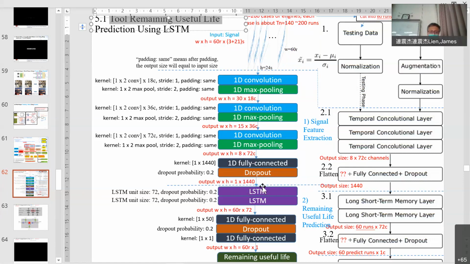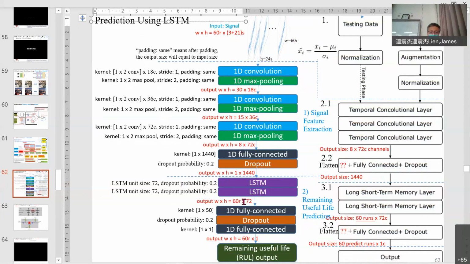Okay, and the output. This output they design it as the output. So after this output becomes, because they want to keep 60 seconds, and the channel number, because this is 72, the channel number is the same, and finally becomes 1.